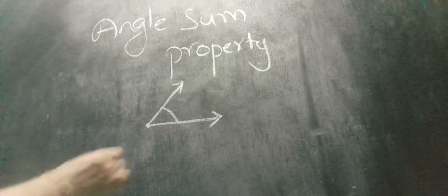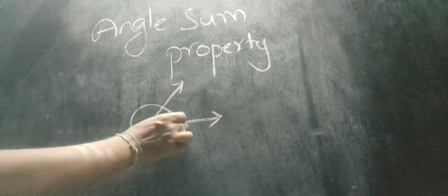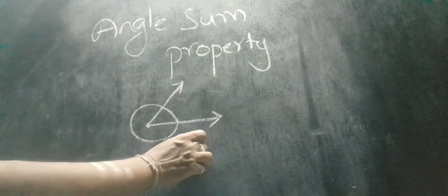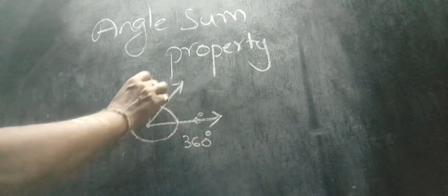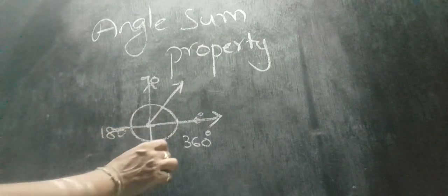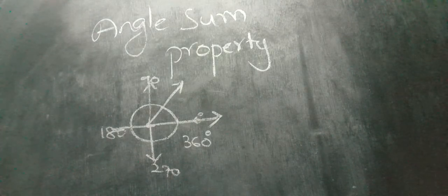Okay, so the angle is measured with 360 degrees. Here it is 0 degrees, here it is 90 degrees, here it is 180 degrees, here it is 270 degrees, and for one complete revolution it is 360 degrees.